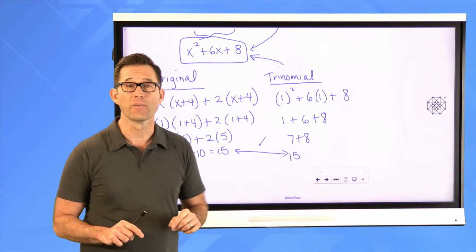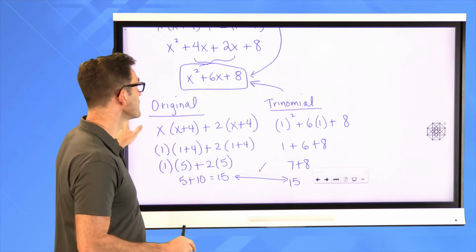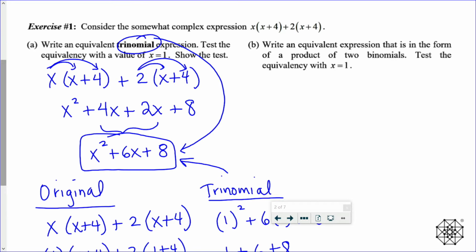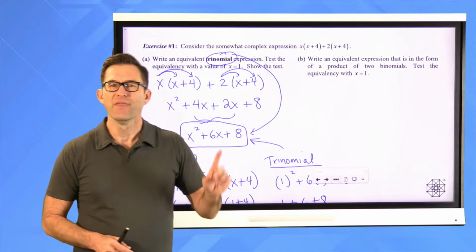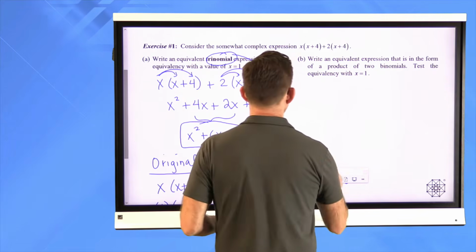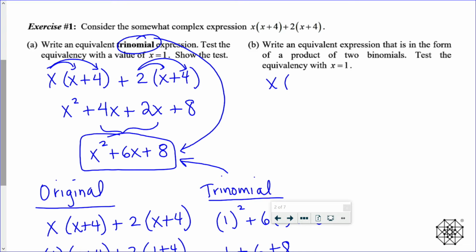Let's take a look at letter B, because letter B is going to be more of the focus of what we're doing today. Write an equivalent expression that is in the form of a product of two binomials. Test the equivalency with x equals 1 again. All right, so this is cool. This is really more of the thrust of what we're going to get at today. So let me write down that expression again.